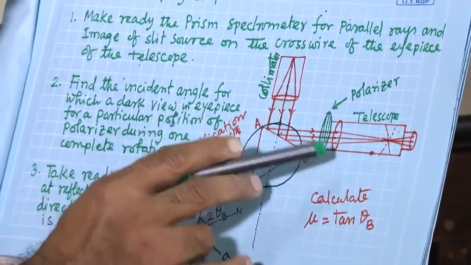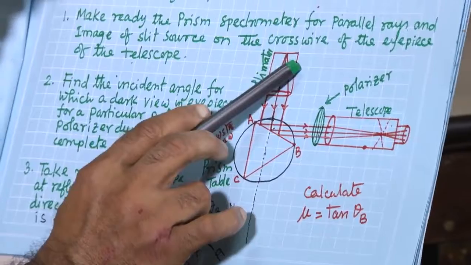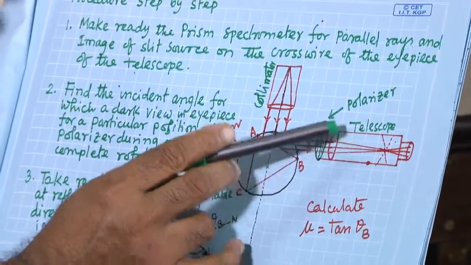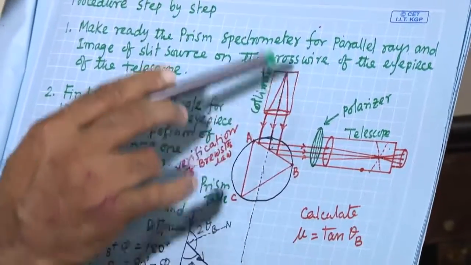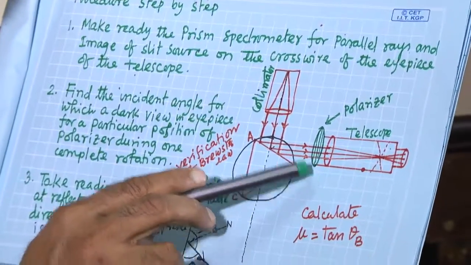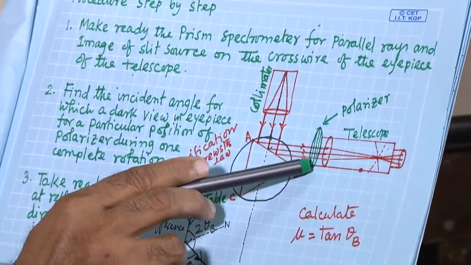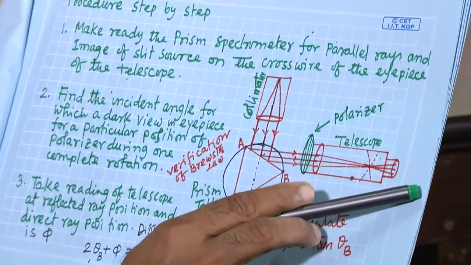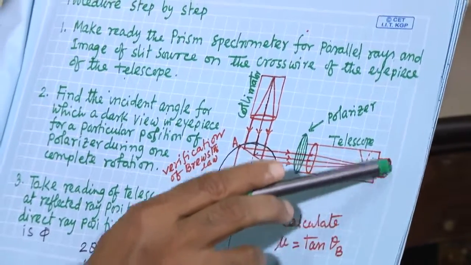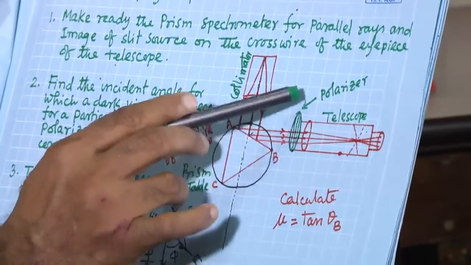So we'll change the incident angle, and we'll catch the refracted rays, and we'll continue this procedure for a complete rotation of the polarizer. If it is completely polarized, then at one position of the polarizer there will be no light passing through this telescope, so the view will be dark. That means this polarizer has an optic axis.